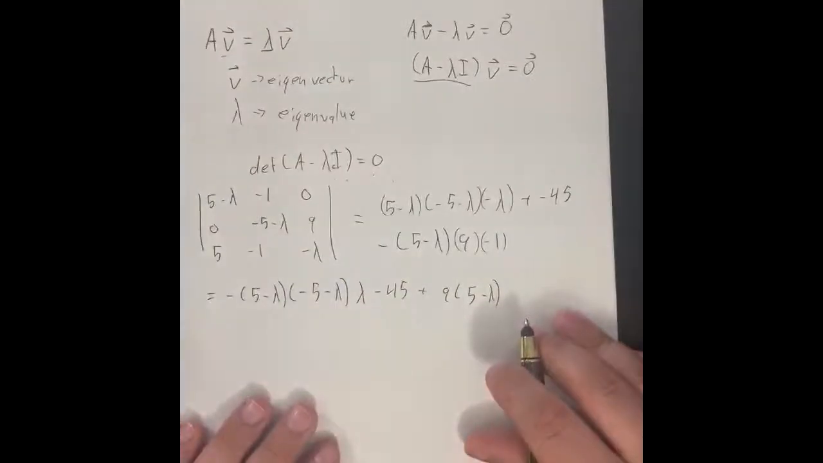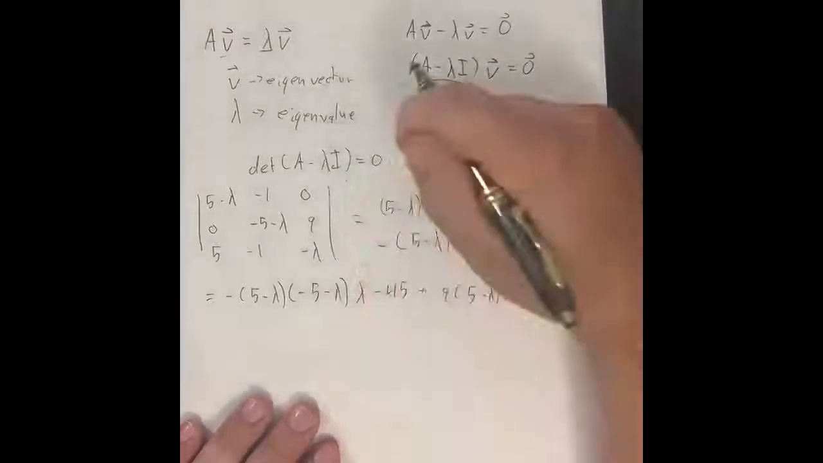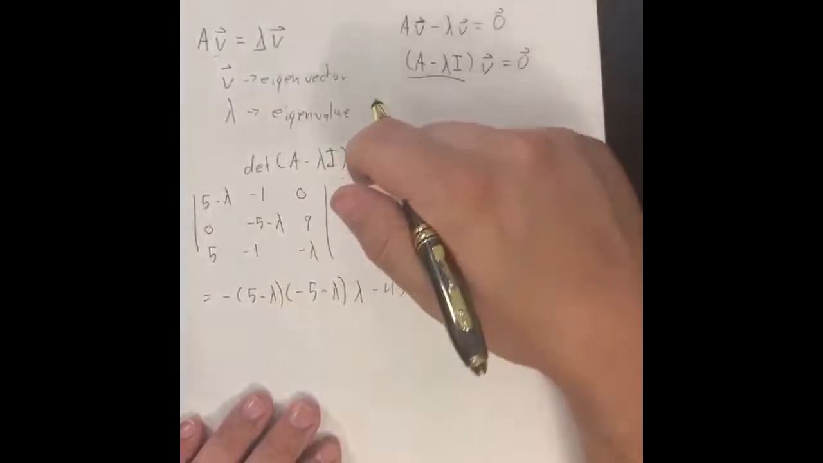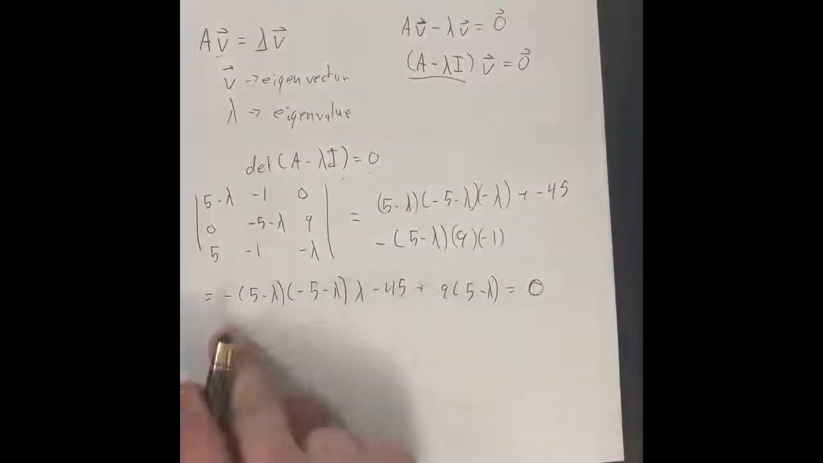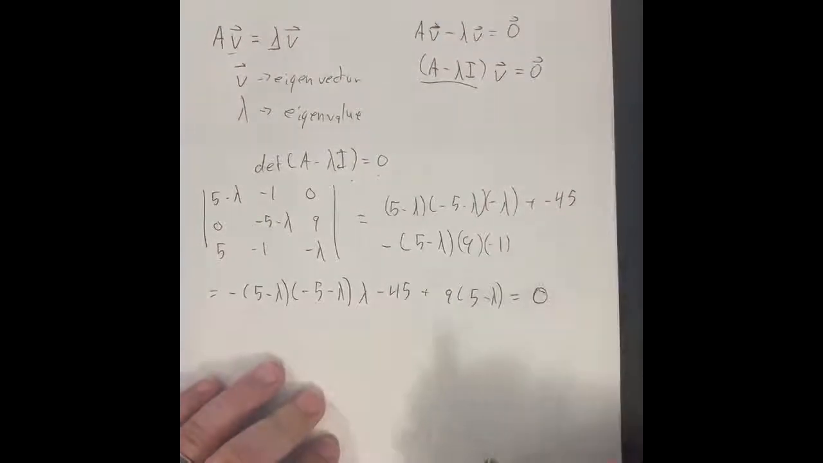So we want to find the lambda that makes this equal to 0. That's what our equation wants. The determinant of this should be 0. So that means we want to find when this polynomial is 0. What lambda makes this equal to 0?